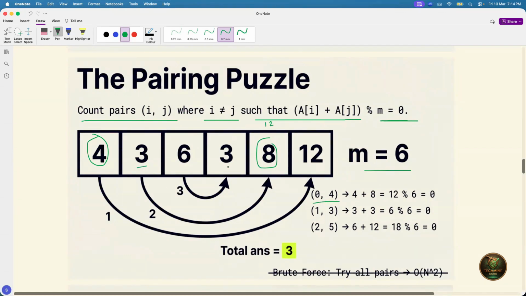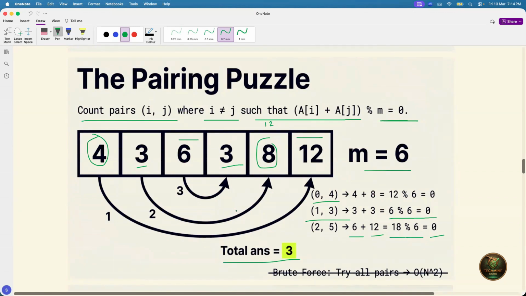Similarly, if you see the first and the third number, which are 3, 3, then 3 plus 3 will be equal to 6, and 6 is also divisible by 6. So this is also one pair. And lastly, if you see the 6 and the 12, and you add both numbers, 6 plus 12, it will be 18, and 18 modulus 6 will also give the result as 0. So the total answer will be 3.